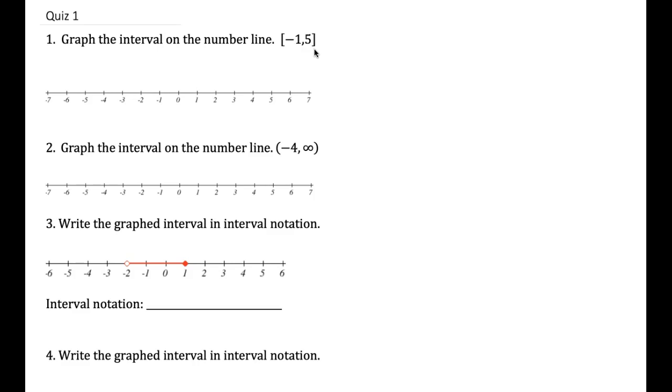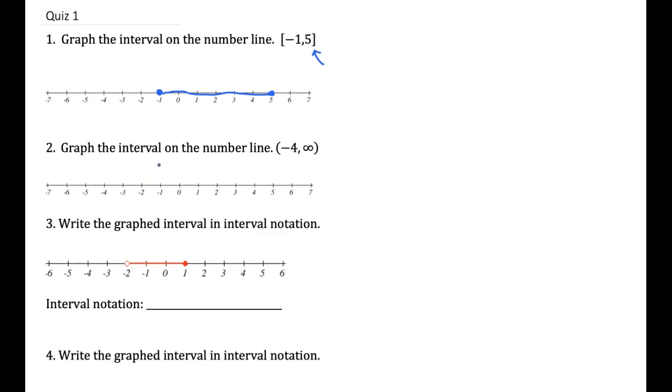The square brackets, these brackets right here, mean that it includes the number. So this includes -1, it includes 5, and everything in between. So -1 is here on the number line, and so you're just going to put a solid dot. If it had a curved bracket, then you would put an open dot. And it goes up to 5. And it includes everything between -1 and 5. And as you can see, I struggle with straight lines on this thing.